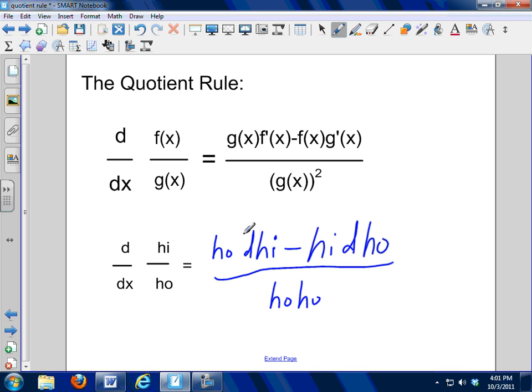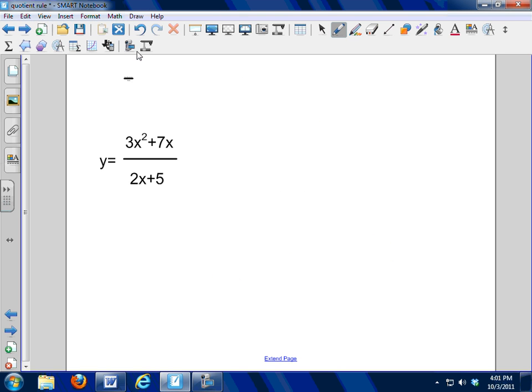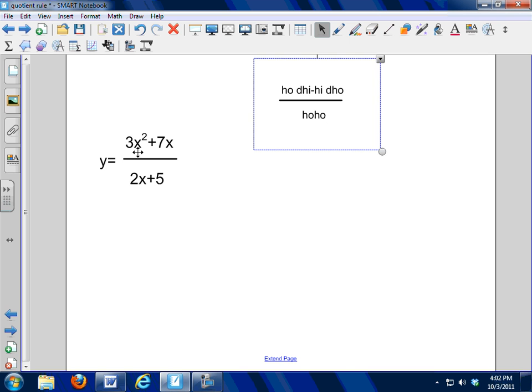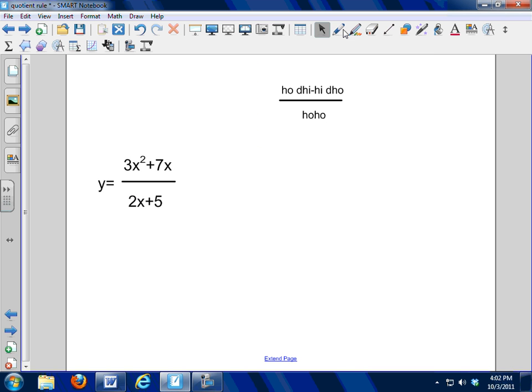So think Santa Claus, think the seven dwarfs, whatever it takes. We're talking about ho, the bottom, that's the g of x. And the f prime is d high, the derivative of the top part. And then this is high, and then d ho, which is the derivative of the bottom part, and then all over ho ho, or ho squared is probably how we'll write it. So let's see if we can make it work out. It's much easier to remember than the product. It may seem a little goofy at first, but live with it.